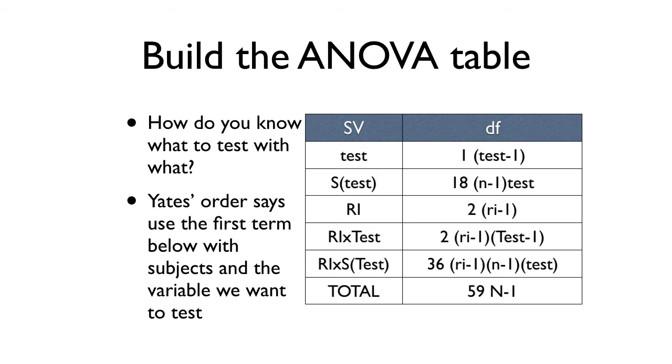Questions so far? Please. What was that part about the 18 again? 18, so there are 10 subjects in each group. So 10 minus 1 is 9, n minus 1. And times 2 levels of test. Okay. That's all it is. So it's not the total number of subjects in the whole experiment. Because remember, it says subjects within test, so it's how many subjects are within each level of test, minus 1, times the number of levels of test. Okay? Make sense? Good.